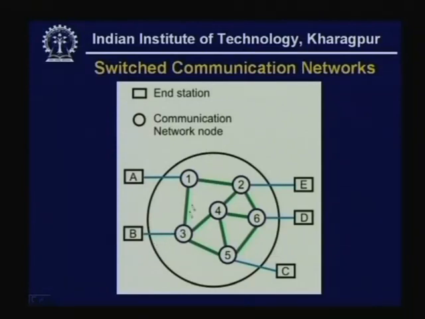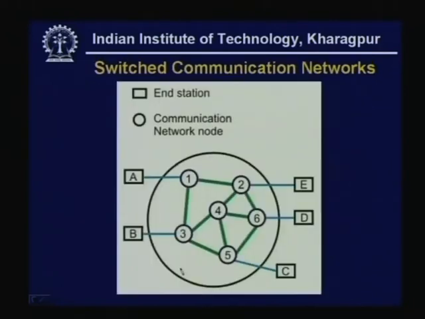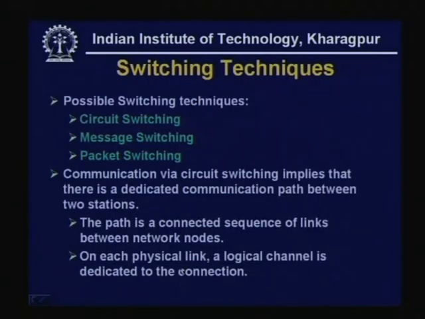And in such a case, the nodes do not modify the information or data. Their purpose is to provide a switching facility that will move data from node to node until they reach the destination. So, their purpose is essentially to communicate the data which is received from one end and send it to another end, connecting to a node or a station. So, this is the basic model of a switched communication network, and as I mentioned, there are various switching techniques. These are circuit switching, message switching and packet switching. So, there are three alternatives.